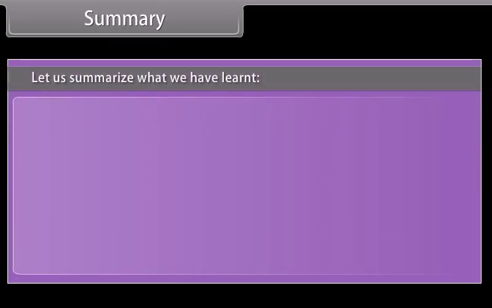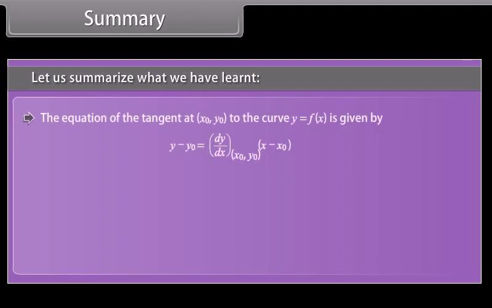Summary. Let us summarize what we have learned. The equation of the tangent at (x0, y0) to the curve y = f(x) is given by y - y0 = (dy/dx at (x0, y0)) (x - x0).